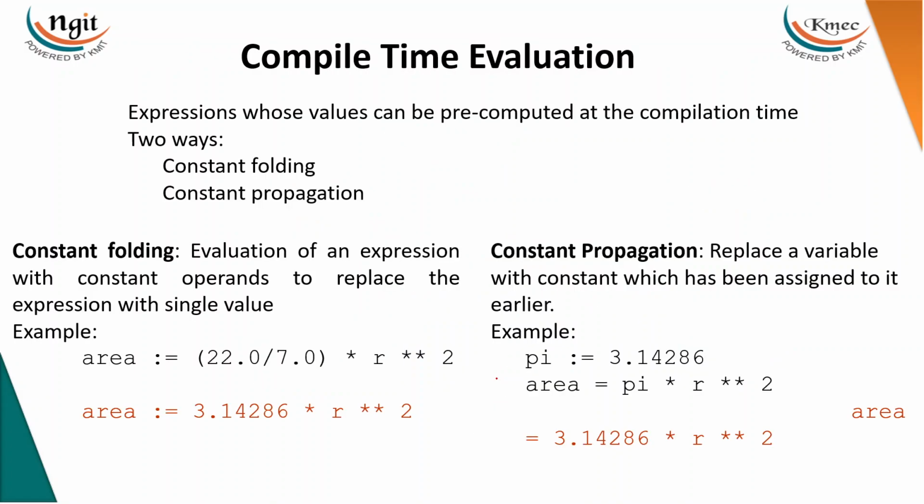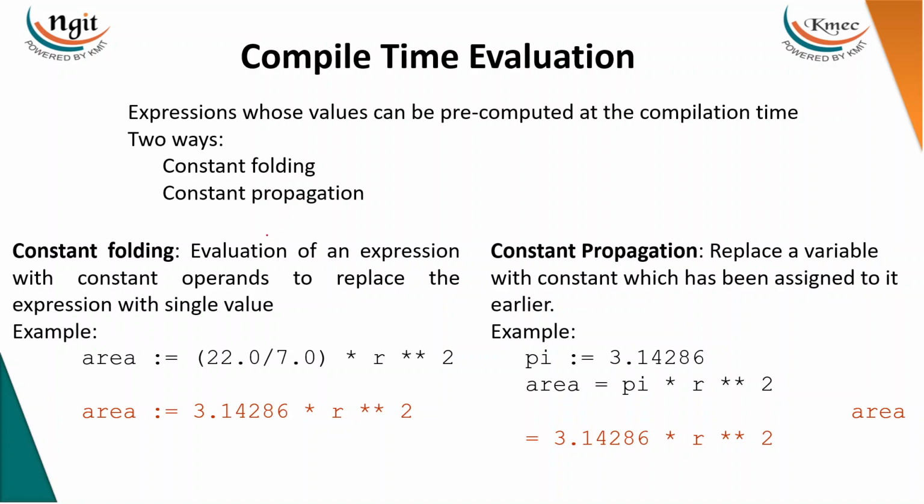First we'll go with compile time evaluation. If you can perform some optimization before execution, at the time of compilation, then we call it compile time evaluation or compile time optimization. There we have two techniques. One is constant folding and the other is constant propagation, propagating the constant to more than one basic block. That's the meaning of it.